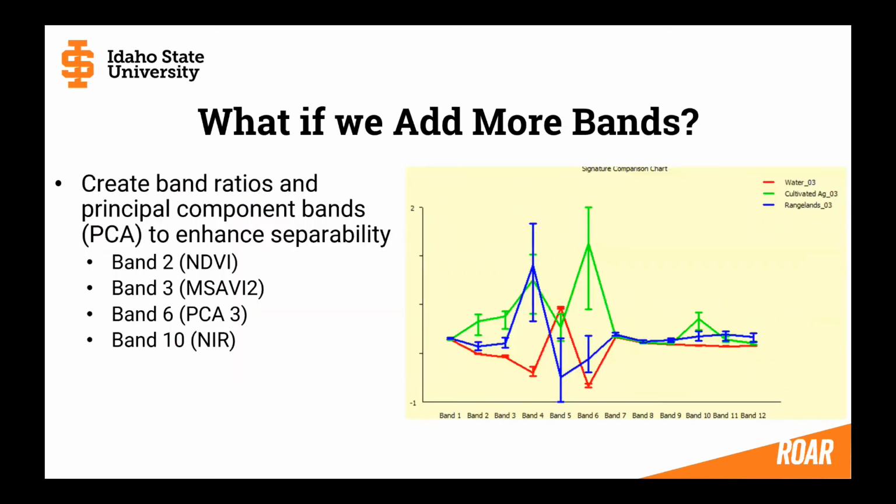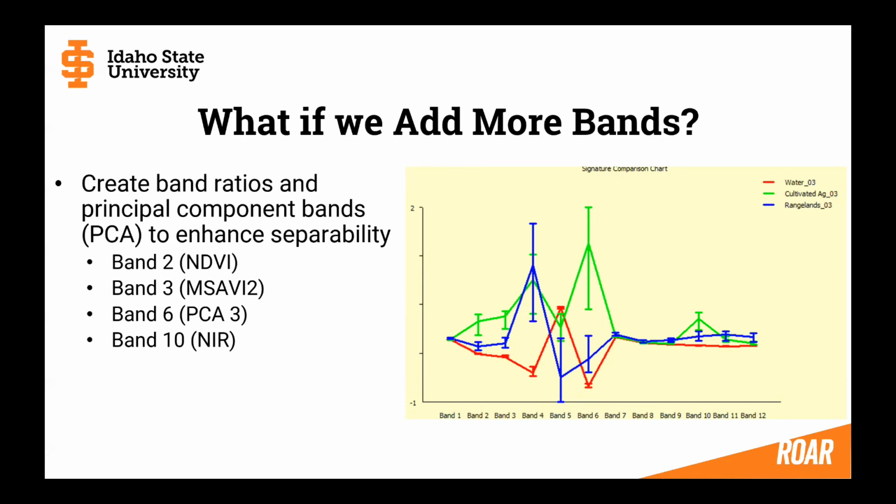But what if we add more bands? You see, using that input data from Landsat, we can create what's called band ratios and extract principal component bands from that source imagery. And we do that using PCA, principal components analysis. And this can enhance separability.